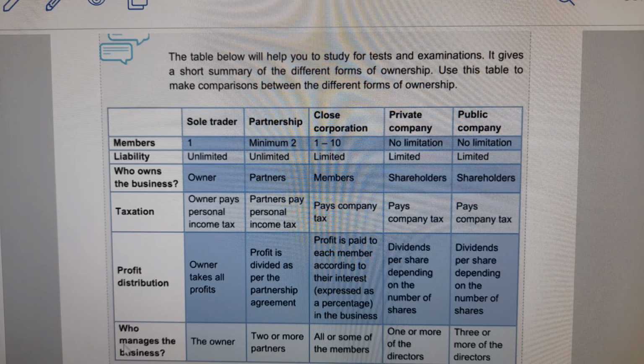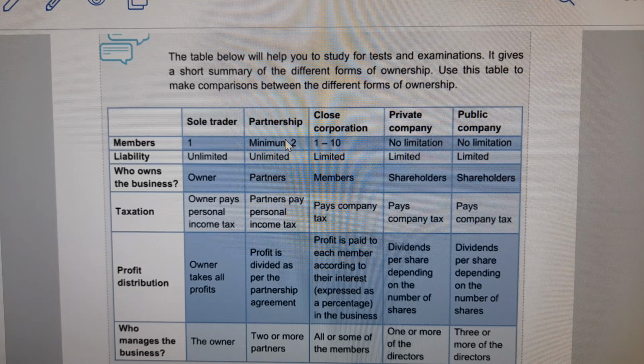And how do we differentiate? We differentiate by the number of members, the liability, who owns the business, the tax, the profit distribution, and who manages it. So sole trader is owned by one person, liability is unlimited, and it is owned by the owner. The owner pays the personal income tax, the owner takes all the profit, and the business is managed by the owner.